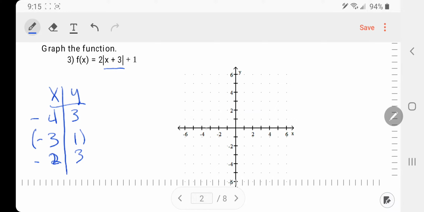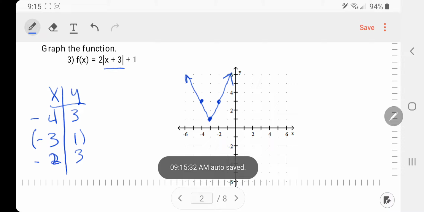Here we go. Negative 3 is up at 1. Right there. Negative 4 is going to be up at 3. So that's going to be there. And negative 2 is also up at 3. Now remember, we said absolute value makes a V. And so we just need to connect the points and make a V. And that is done.